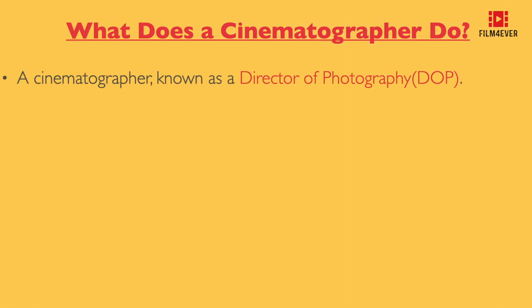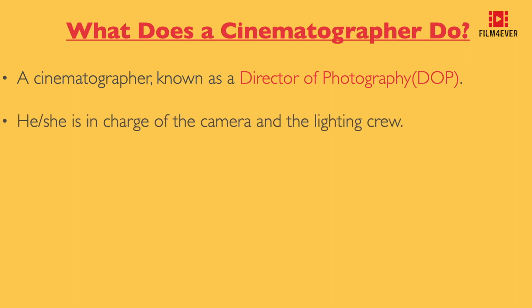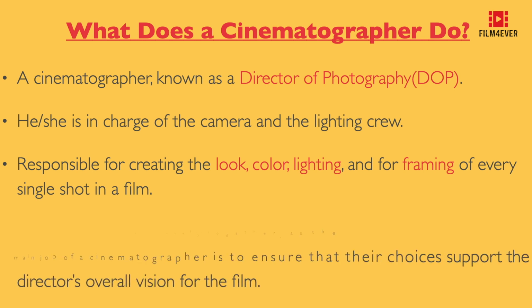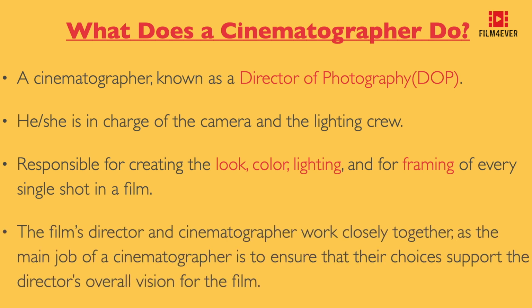So what does a cinematographer do? A cinematographer is also known as the director of photography. He or she is in charge of the camera and the lighting crew. They are responsible for creating a look, color, lighting, and for framing every shot in the film. The film director and cinematographer work closely with one another. The main job of the cinematographer is to ensure that their choices support the director's overall vision of the movie.